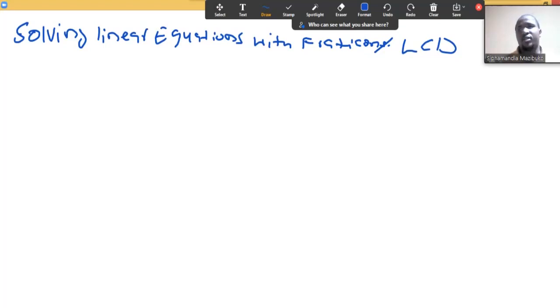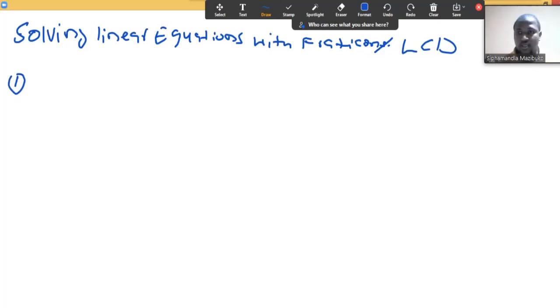Hi guys, today we're looking at solving linear equations with fractions. So we have to look at the LCD, which is the lowest common denominator. Okay, so let's start with this one. This is our first example.